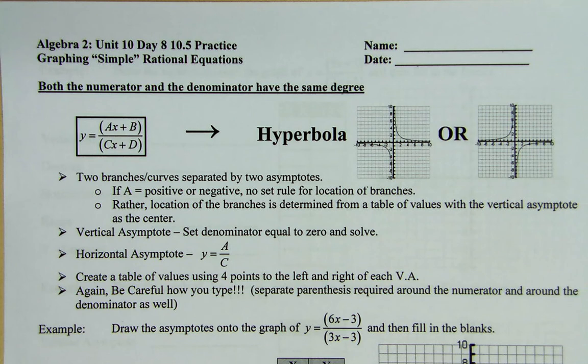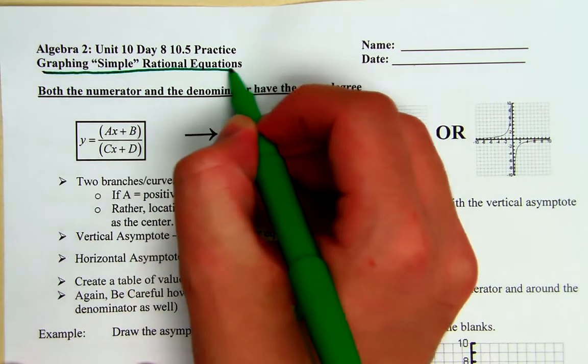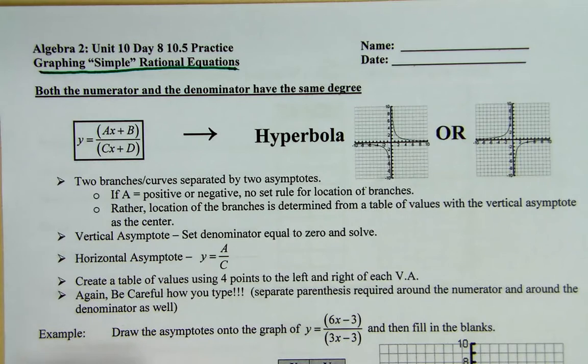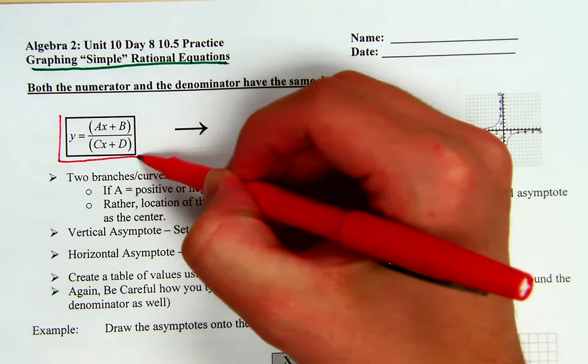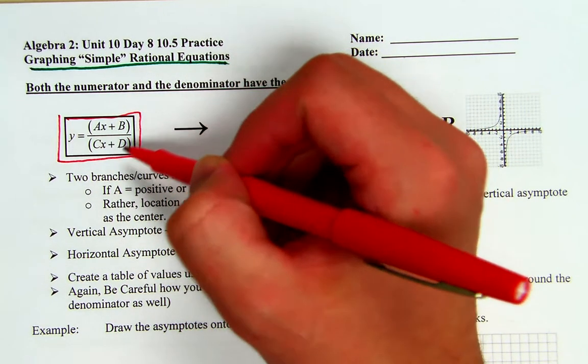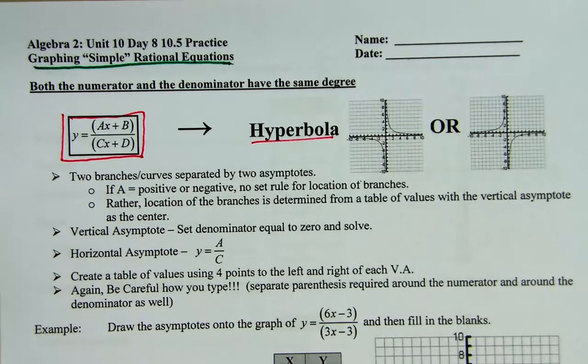Alright, and this is our final topic of chapter 10. We're going to talk about graphing simple rational equations. So our objective here is to graph simple rational equations. Well, what does that look like? Today we're going to look at functions that look like this: y equals (ax plus b) over (cx plus d). That is called a hyperbola.